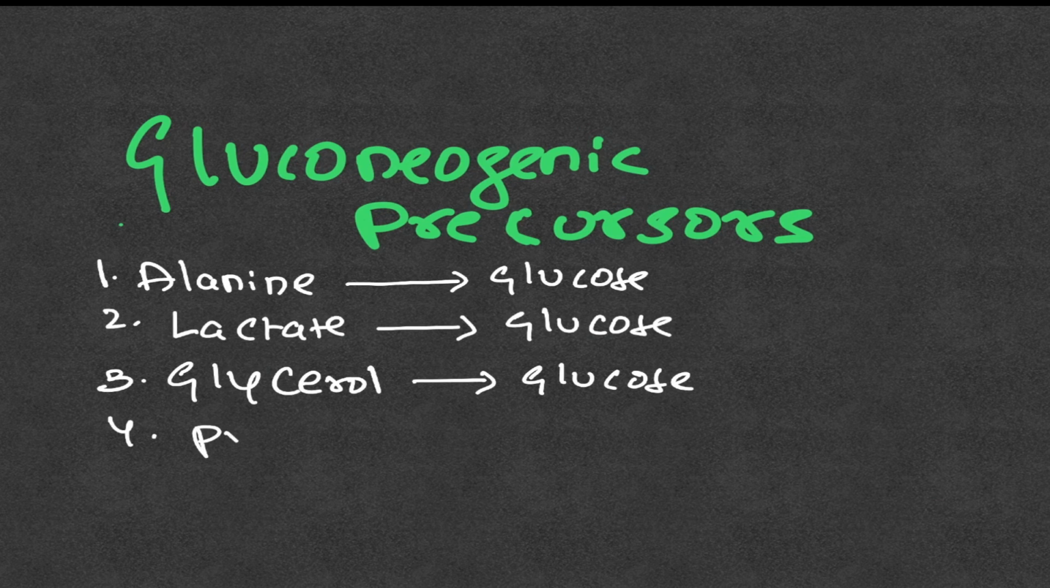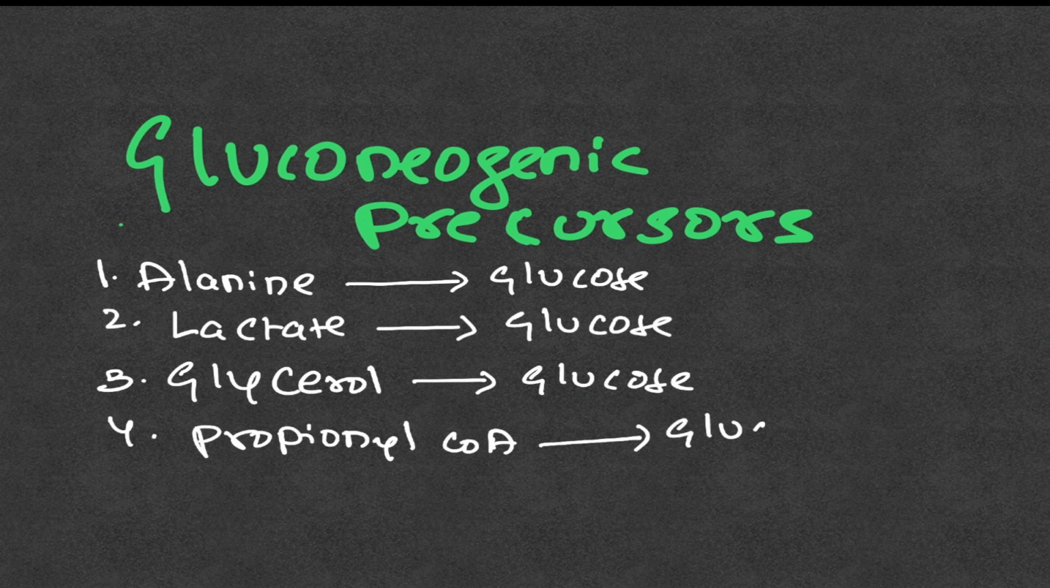Number 4 is propionyl CoA. Propionyl CoA comes from different sources as a metabolic product. It can come from oxidation of odd number carbon fatty acids, branched chain fatty acids, bile acid synthesis, and catabolism of valine, isoleucine, threonine and methionine. I have a video on sources of propionyl CoA; if you are interested, you can watch that video. Propionyl CoA coming from those sources will be converted to glucose. So, these are 4 important gluconeogenic precursors.